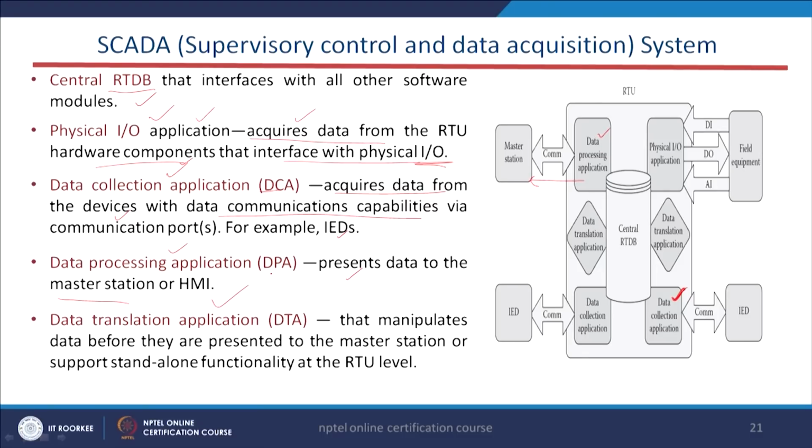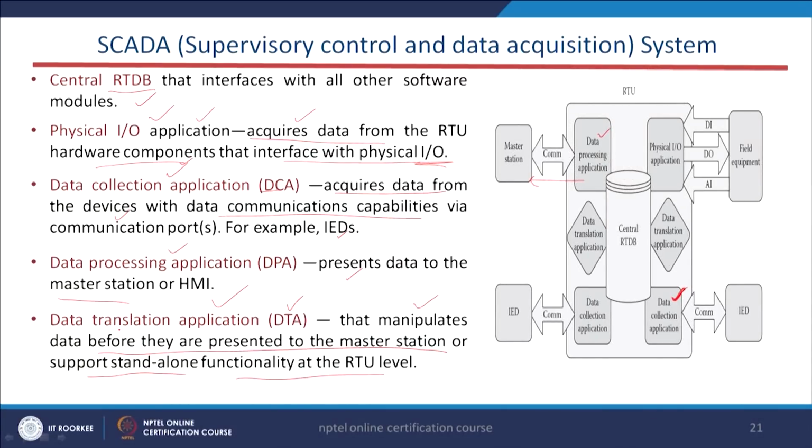Now, we have the data translation application part, that is DTA. What is the function of this? It manipulates the data before they are presented to the master station, or supports standalone functionality at the RTU level. So, it estimates, recalculates or reframes the data structure before sending it to the master station for further control actions. That is the last one, the data translation application part of this RTU system.